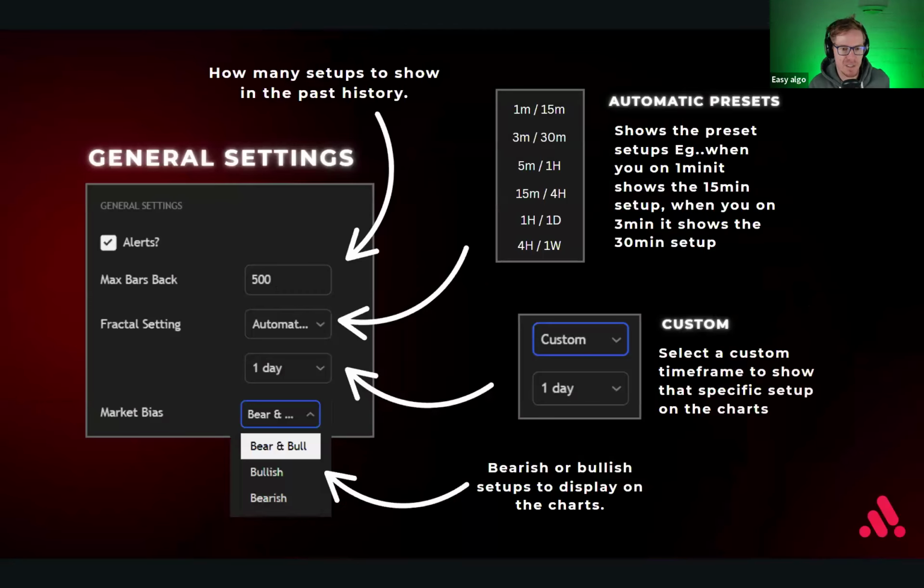So I'm going to break down the general settings to begin with. If you zoom in and look at the settings, this is going to be the first settings we get, which are our general settings. And this gives us a framework on the presets or the automated presets. So you'll see over here, first we get the bars back, and this just lets you know how far back you want to see the setups.